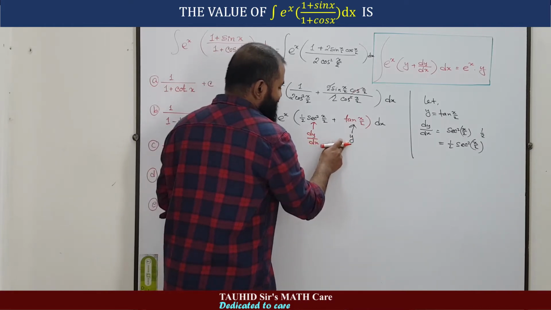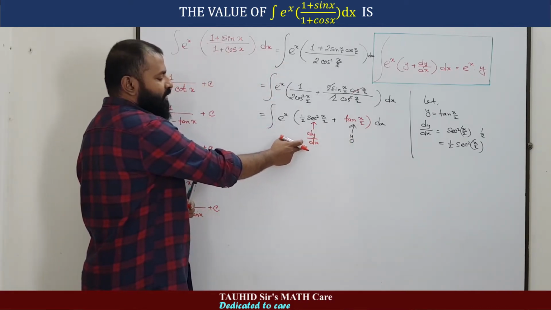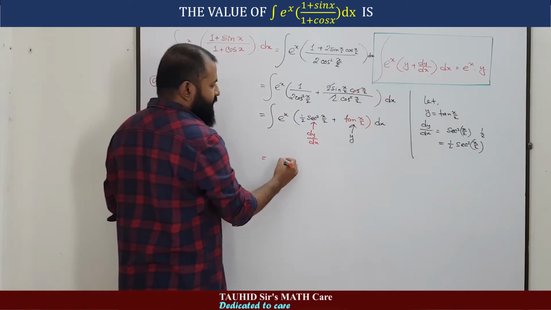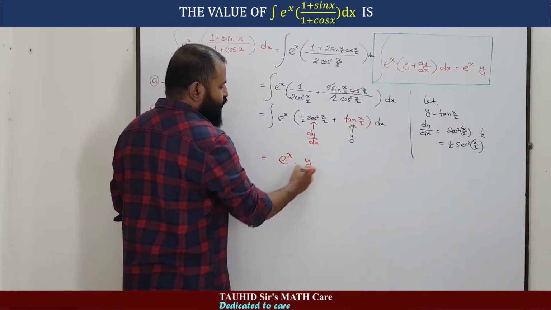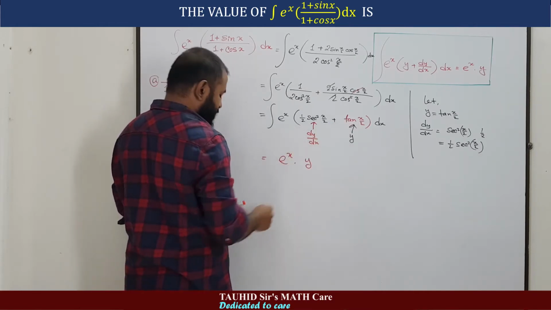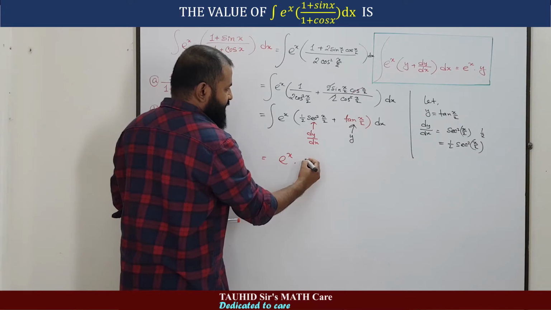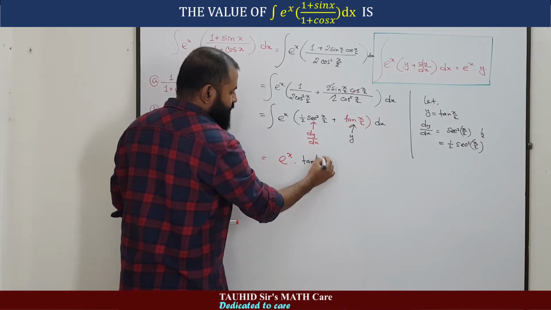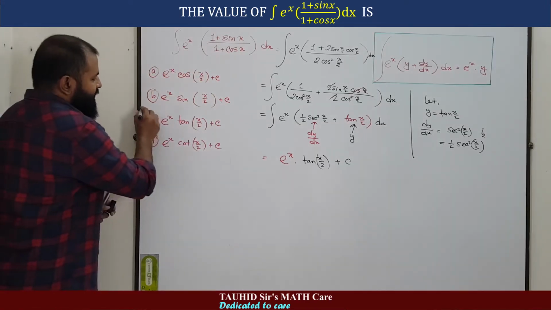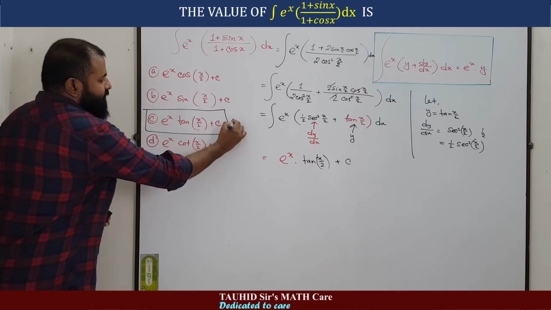So one part is assumed as y and the other part has become dy/dx, just like that, and the answer will be e to the power x multiplied by y. That means we assumed tan x by 2 as y. So the answer will be e to the power x multiplied by tan x by 2 plus c. Therefore, our answer is option number C.